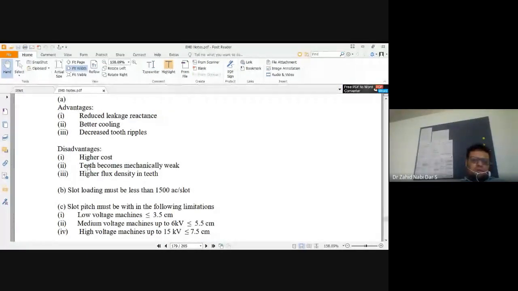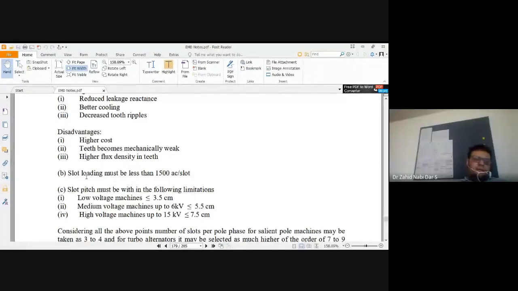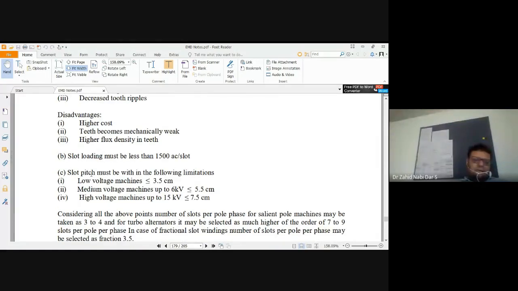Also, the teeth become mechanically weak because of the large number of slots, and there would be a higher flux density. Flux density B is flux by area, and the area would decrease significantly. Your slot loading should be less than 1500 ampere conductors per slot.